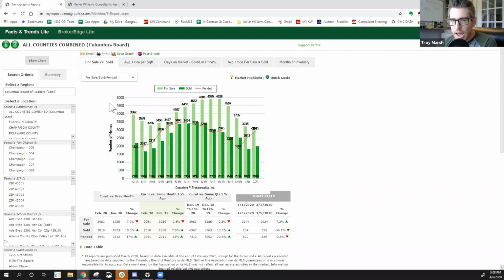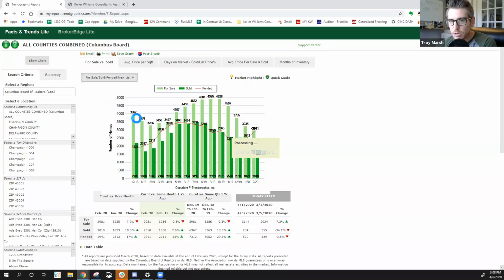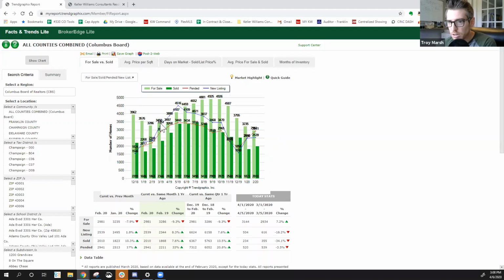So right now, this is showing for sale, sold, and pended. If you click this arrow right here, you actually have a bunch of other options. My favorite one, I love data. So my favorite one is the one that shows the most amount of data. This one shows the for sale, sold, pending, and the new listings in each month. And so this also helps to show the seller.